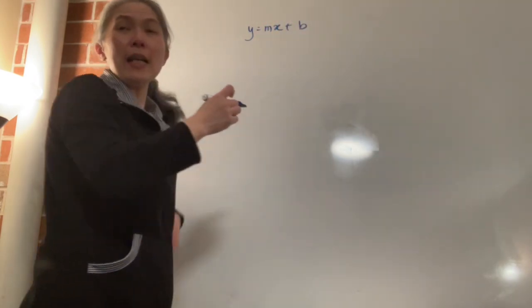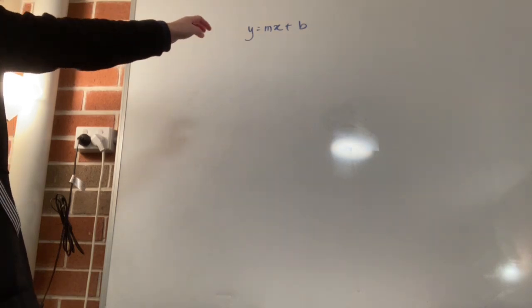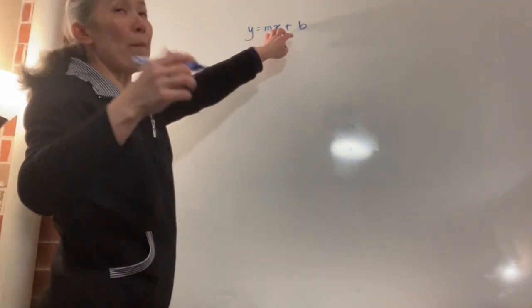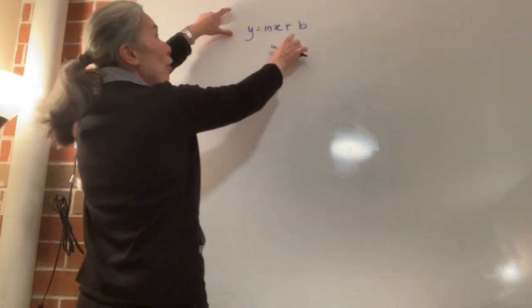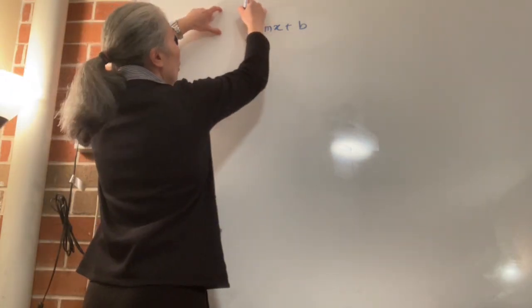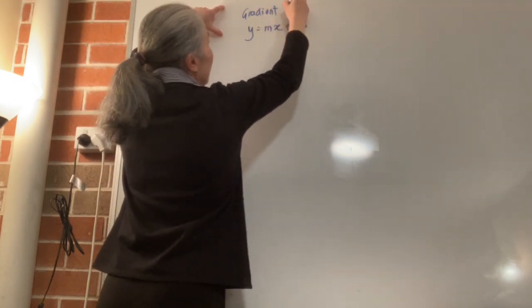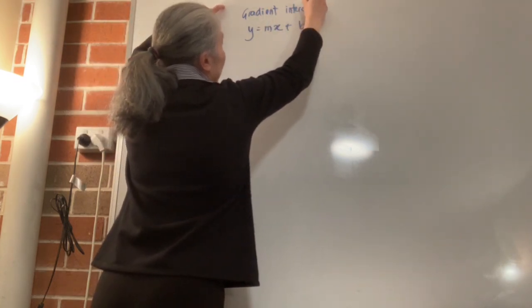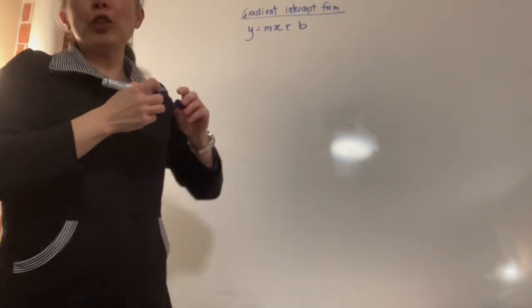Okay, then I think I write the equation as the general form of the straight line. Can you go back to that section and change it to a more formal name? So if you write the equation as y equal to mx plus b, this is called gradient-intercept form.